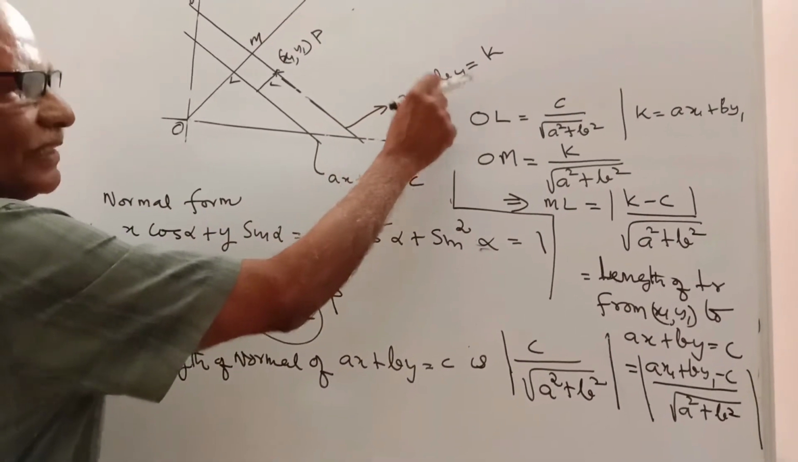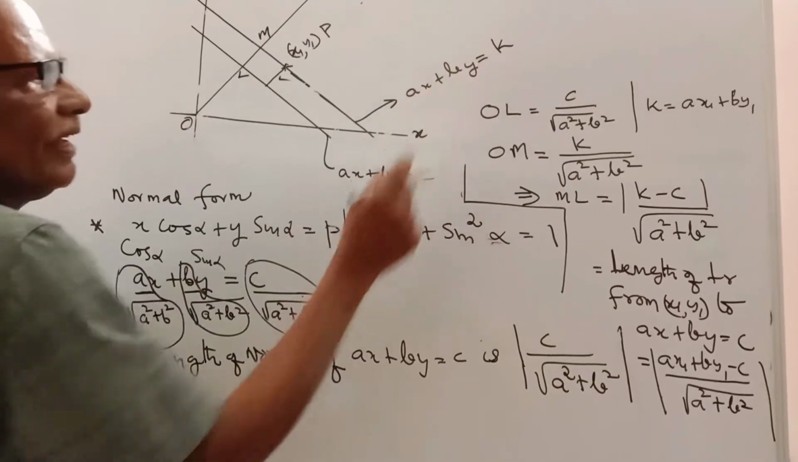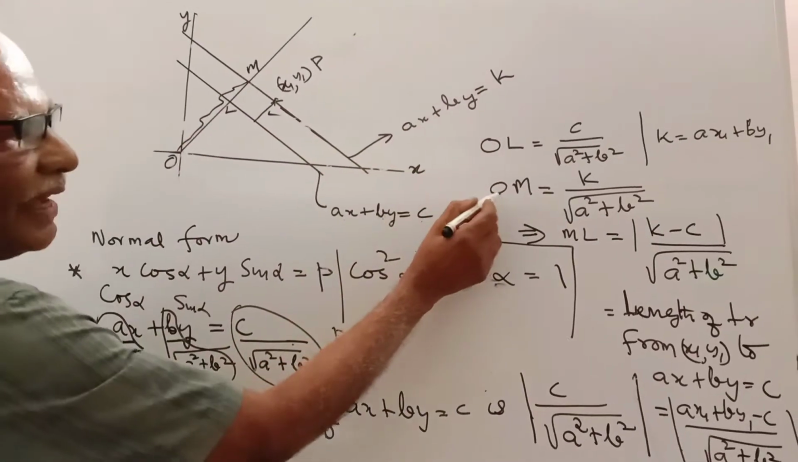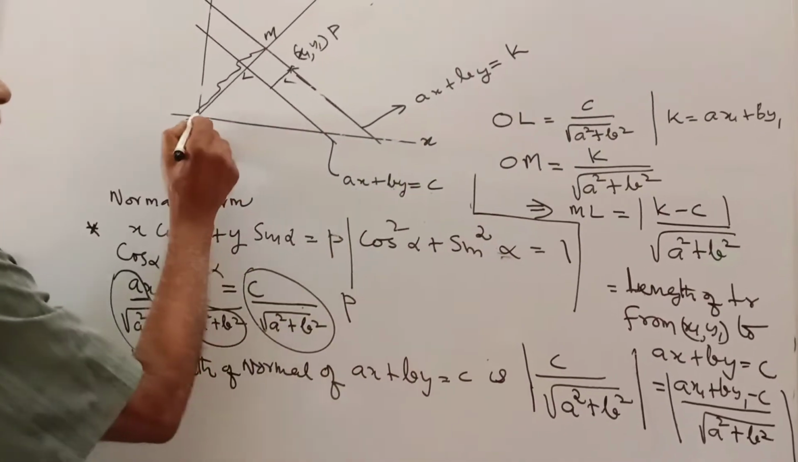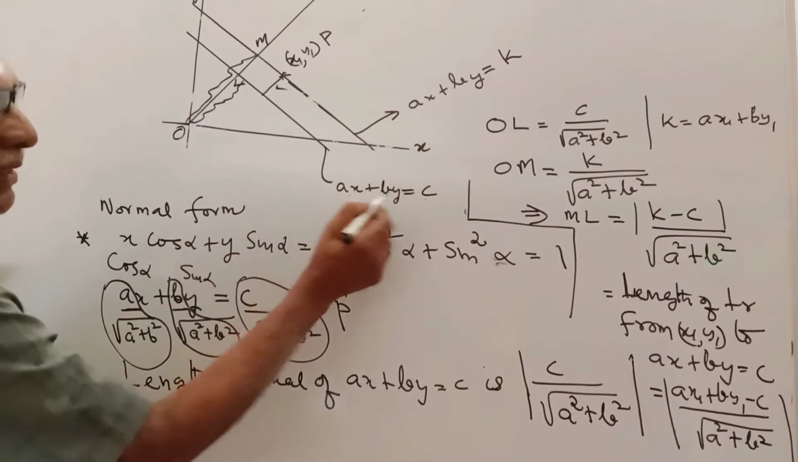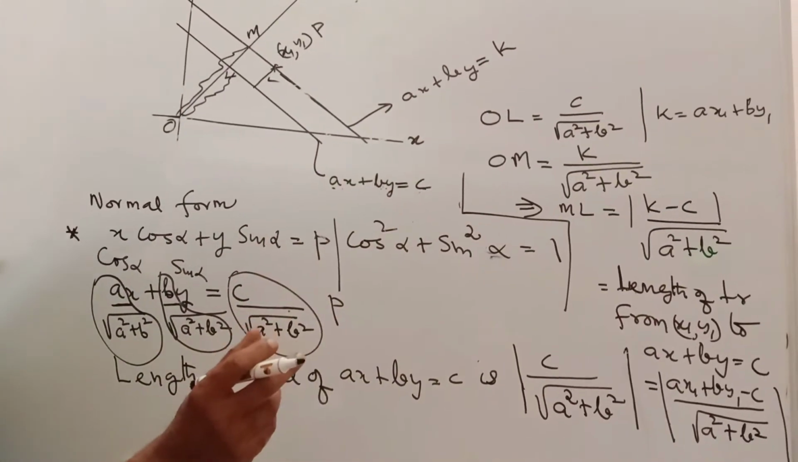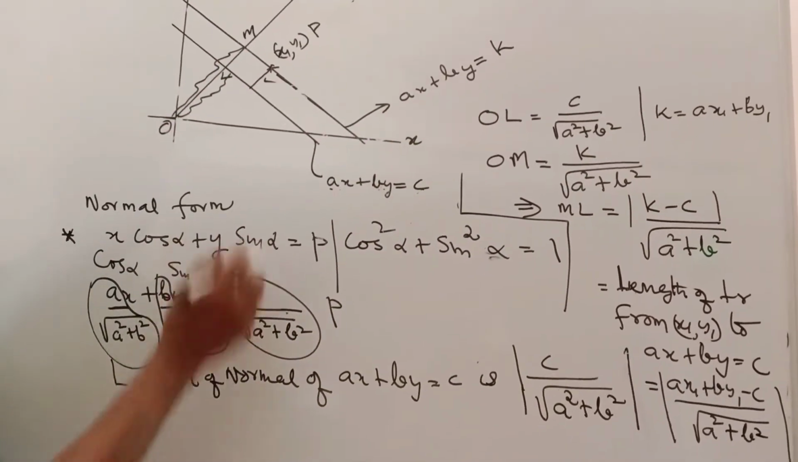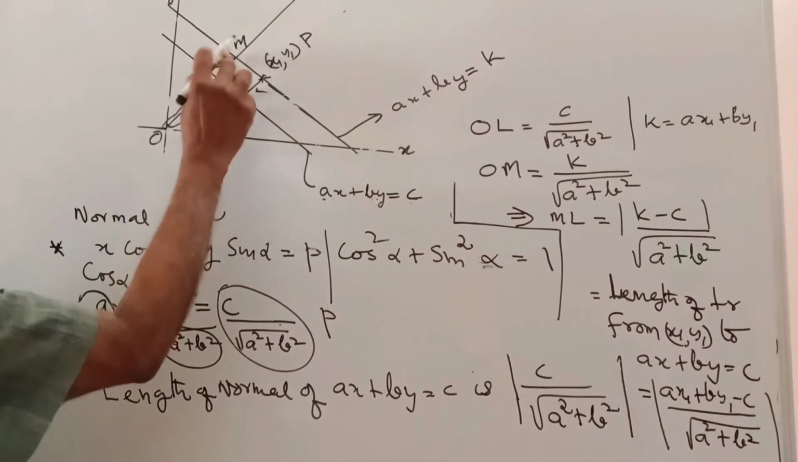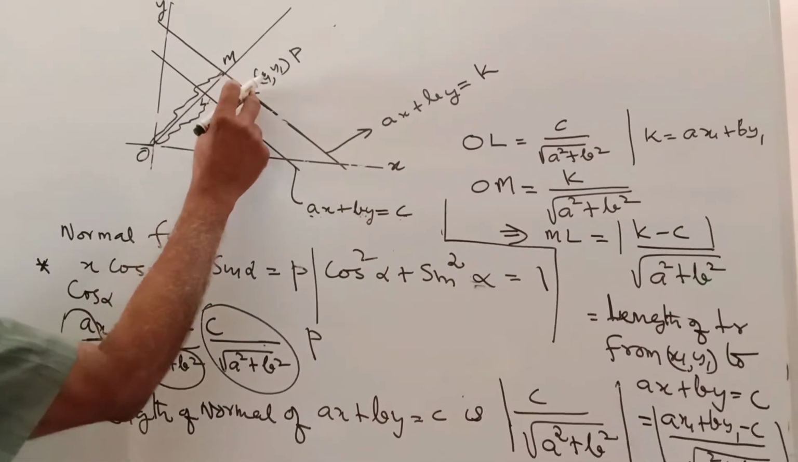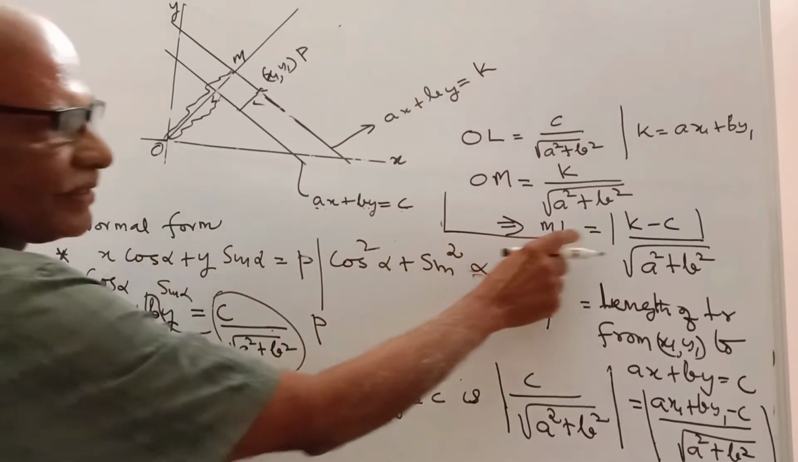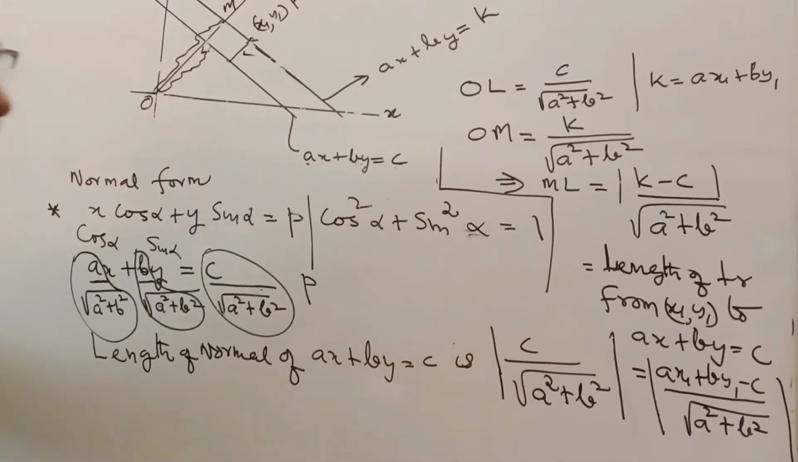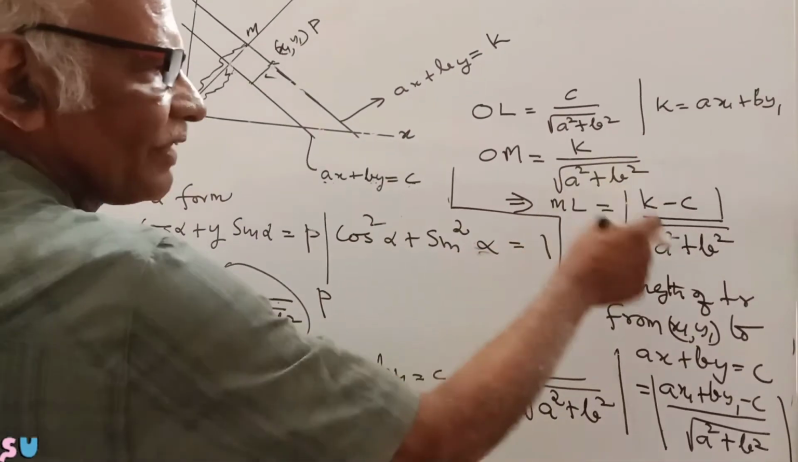Now we move to the result. So the length of the normal of this is simply k by root of a squared plus b squared. So OM, the whole length, is k by root of a squared plus b squared. OL, this length, is c by root of a squared plus b squared. So looking at this equation itself, you get the length of the normal. Now this is the difference between the two. This minus this, so ML is the difference between these two. So k minus c by root of a squared plus b squared, because it is length, we take the magnitude.